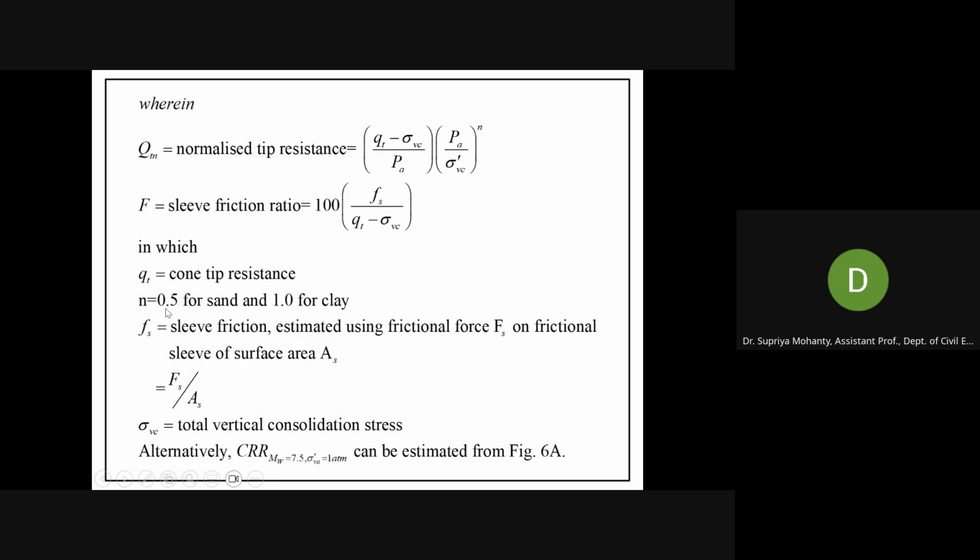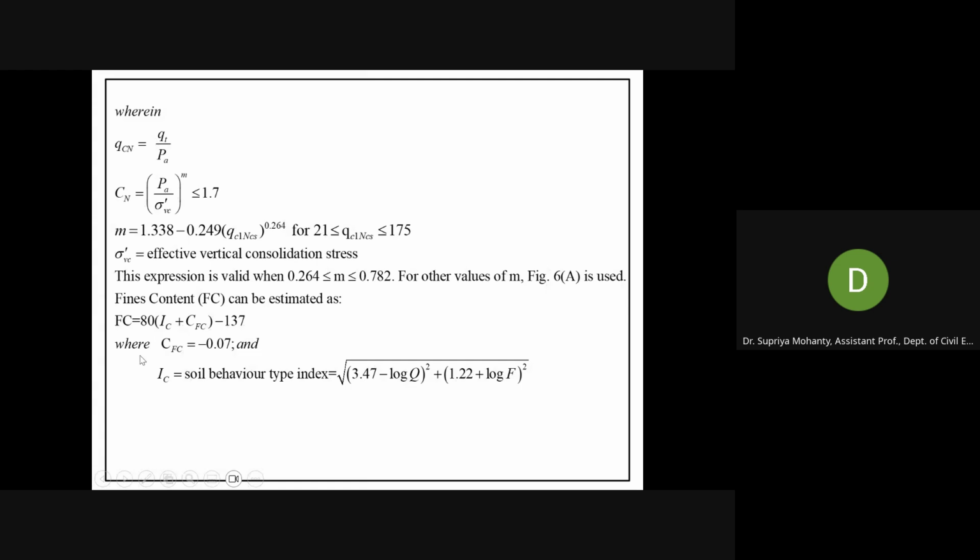So for sandy soil it is 0.5, and for clay soil it is 1. Depending on the soil condition, you can take the appropriate n value. And this F is related to your friction ratio, which is related to the friction resistance obtained from your CPT test, and the tip resistance minus sigma vo. So once you have calculated F and Q, you can substitute here. You will get the soil behavior index, then substitute here, and you get the FC.